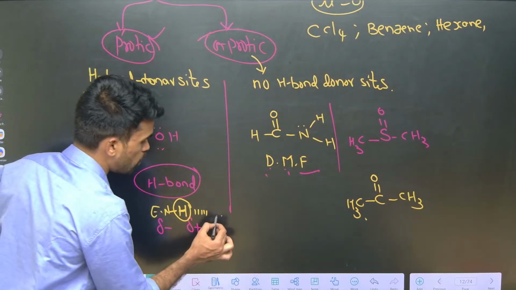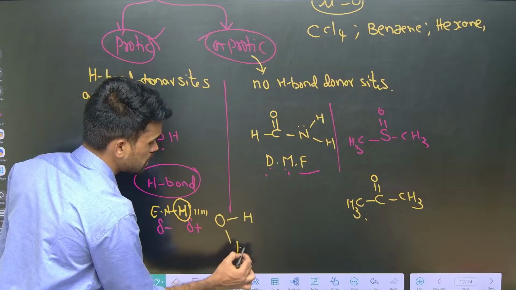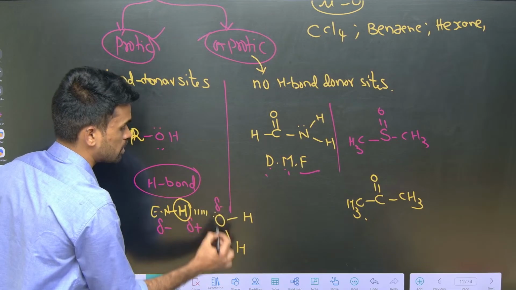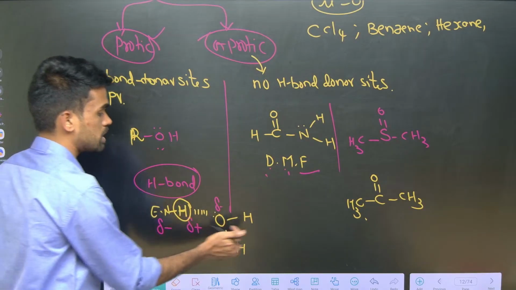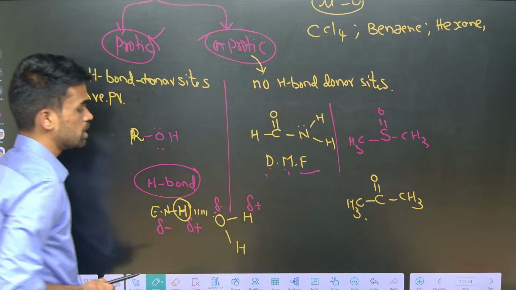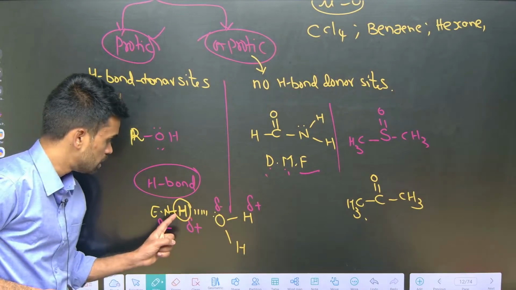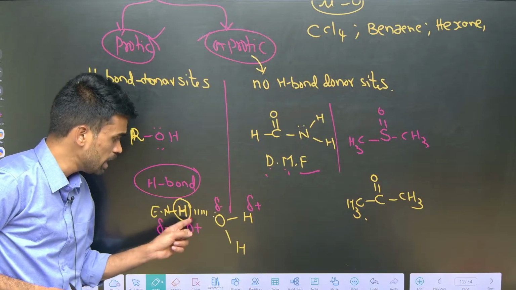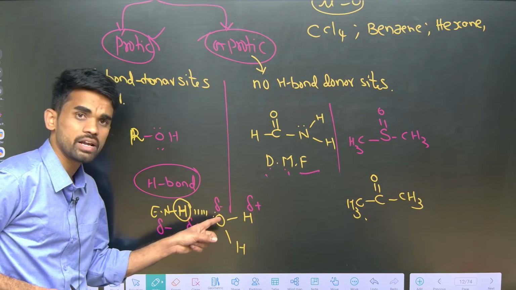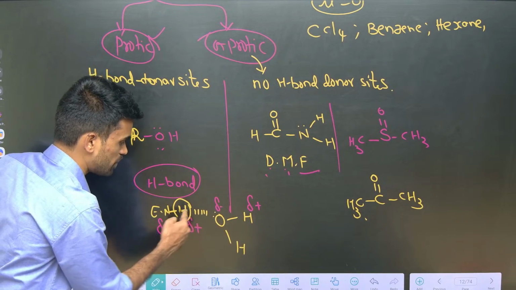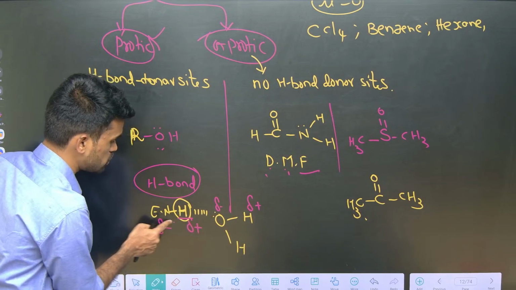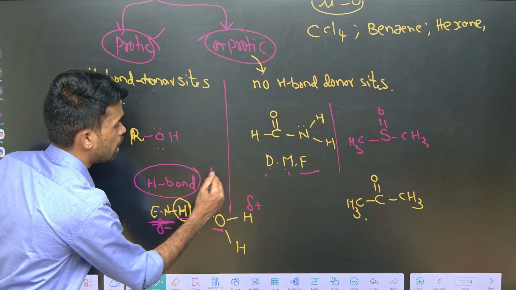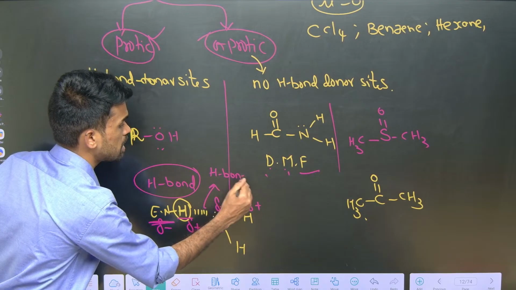For example, here I have a water molecule. Oxygen has lone pairs, and the O-H bonds are polarized, with partial negative charge on the electronegative oxygen atom and partial positive charge on the hydrogen. Now check here: the hydrogen atom is getting an electrostatic force of attraction with this oxygen. This electrostatic force of attraction between the hydrogen attached to a more electronegative atom and this oxygen is called a hydrogen bond.